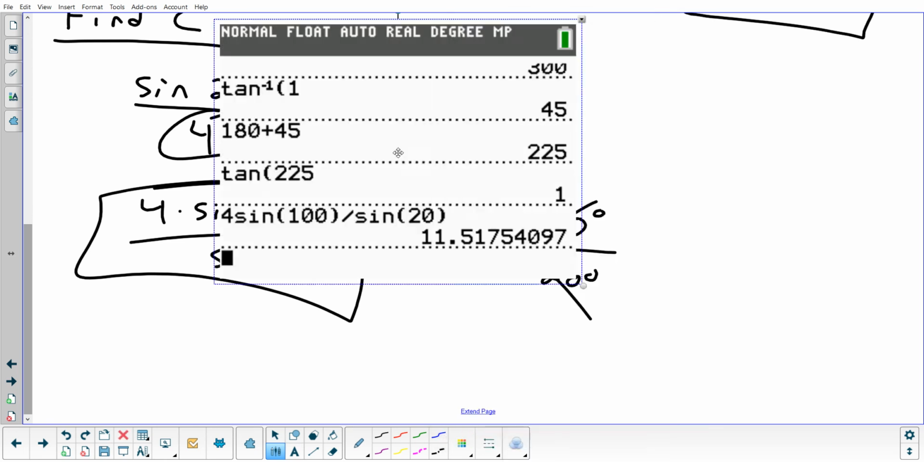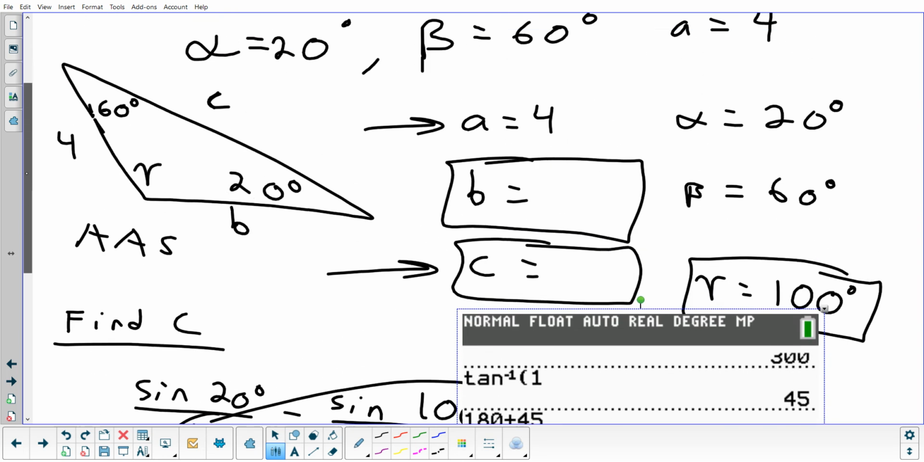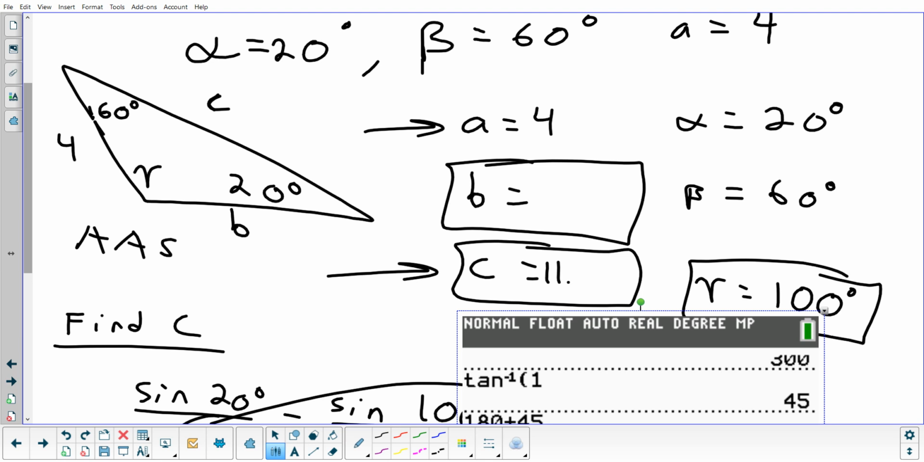So when you type it in, that is what you should get. 11.518. If you tried it and you got that, you did it right. If you didn't, then you typed it in wrong. Okay, 11.518. And now we've got 5 out of 6 of the things. So now there's only one thing left.